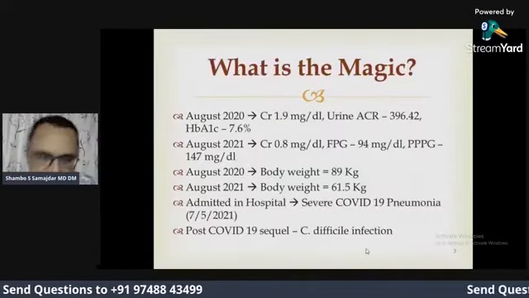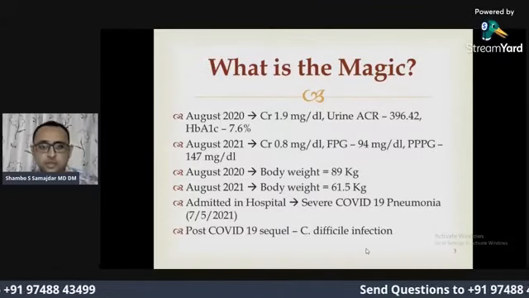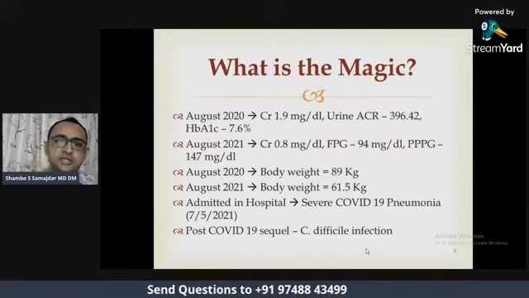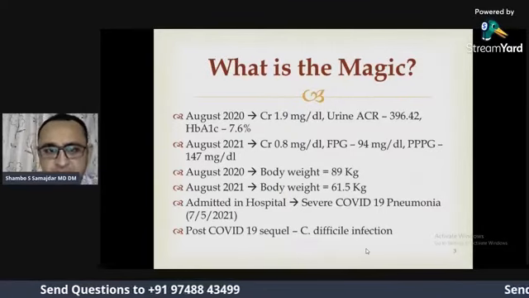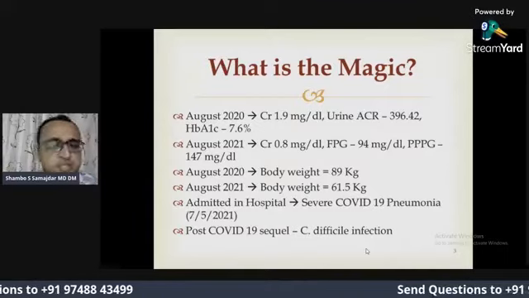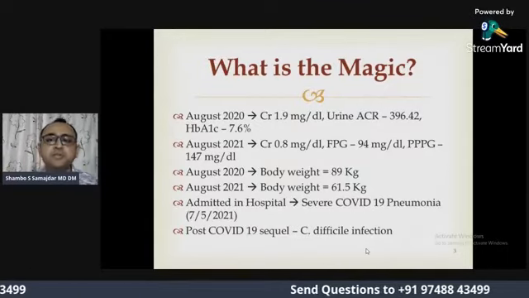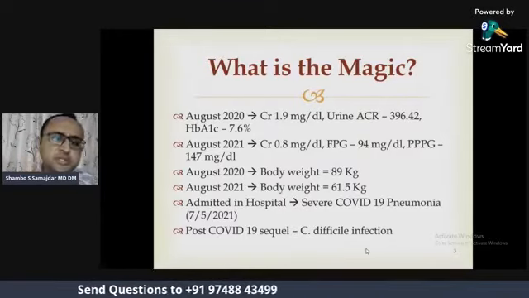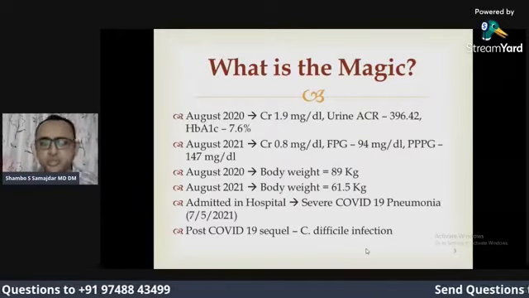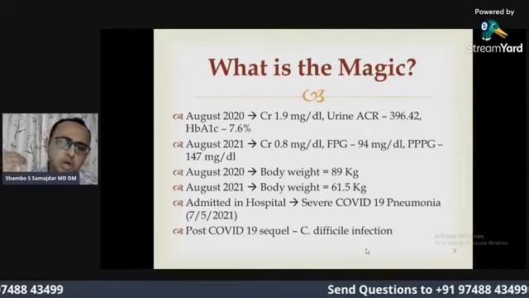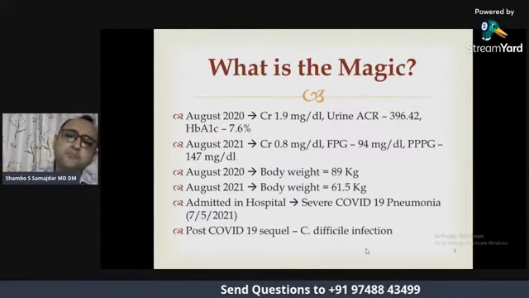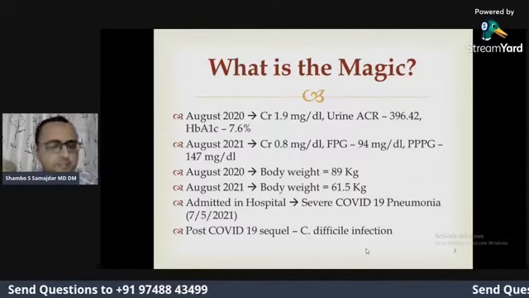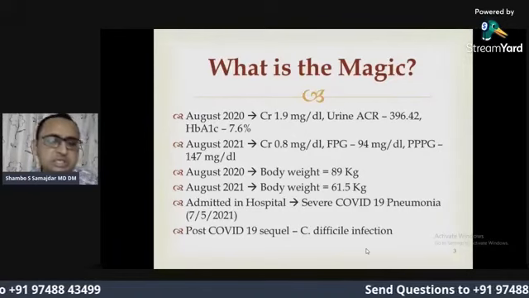Now the question arises, what is the magic behind that? Just 1 year, but how did this happen? So this is the report from August 2020. His creatinine was around 1.9. Urine albumin creatinine ratio was in the macroalbuminuria range. HbA1c was 7.6%. And as the blood pressure was not that well controlled, some nephrologists had also advised him to plan for dialysis in future.